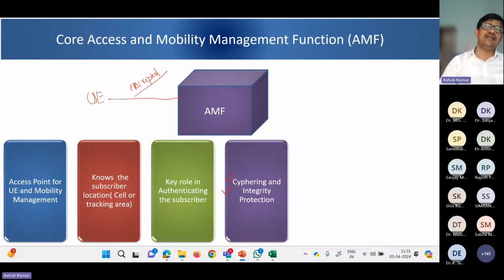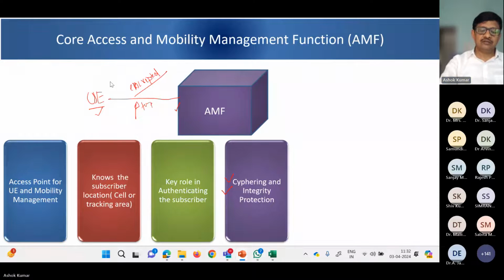So integrity protection is like your digital signature, right? Whatever you send, you also sign that, so that if somebody tampers the data in between, the AMF will be able to understand that it is not the data sent by the UE, it has been tampered. And the vice versa from AMF to UE also. So integrity protection is to know if the data has been tampered on the way.